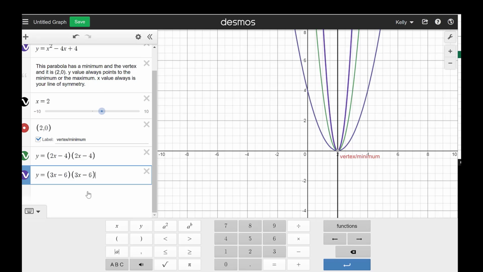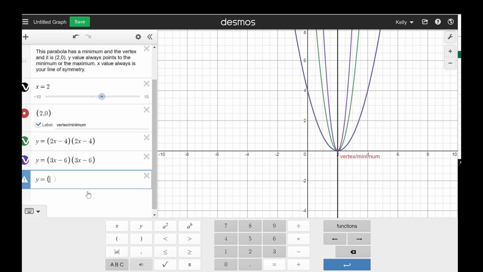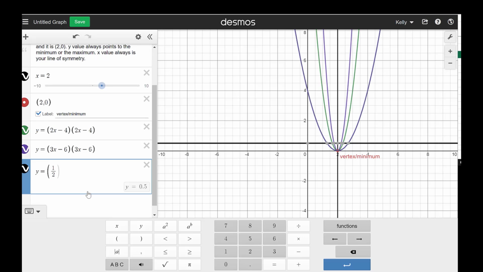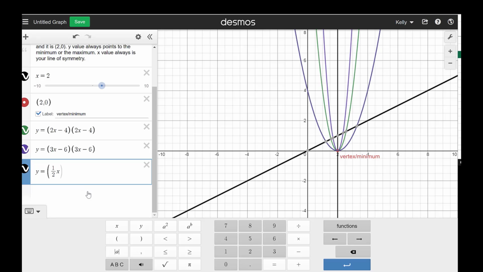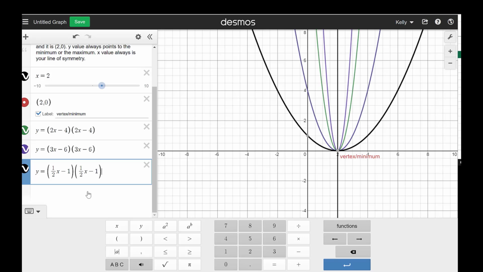Now what would happen if I made it a fraction, okay? Instead of doubling and tripling, I'm now going to cut them in half. So y equals, and inside I'm going to put 1/2 x minus 1 times 1/2 x minus 1, which you won't typically see fractions doing this, but you still can do it. And look at that. The black here is a vertical compression, so it's like smashing it from the top.